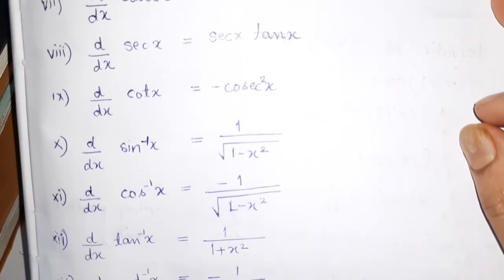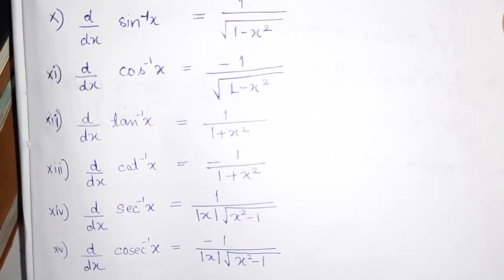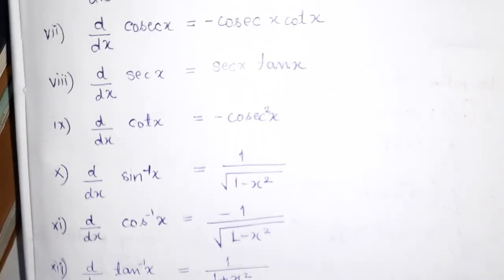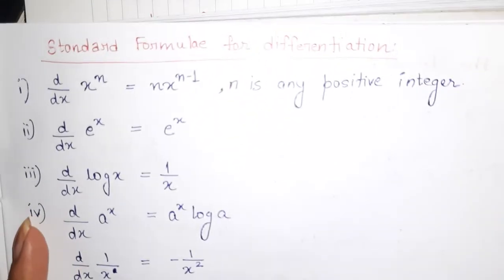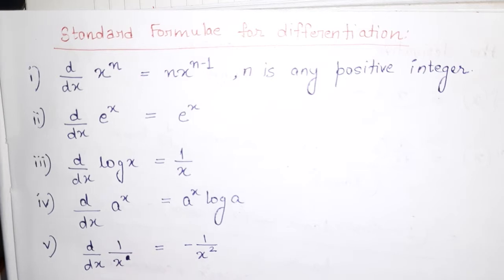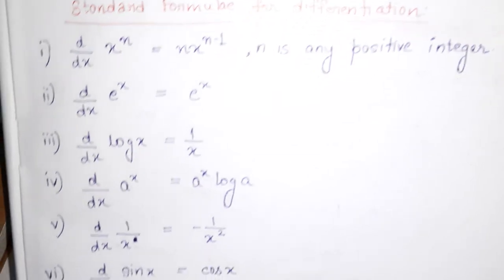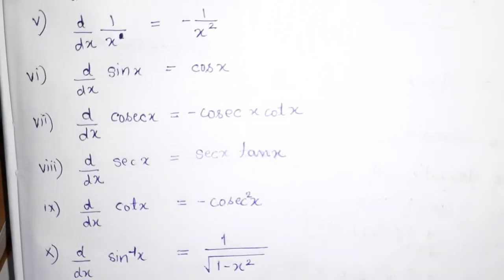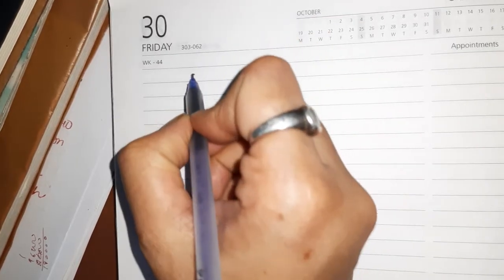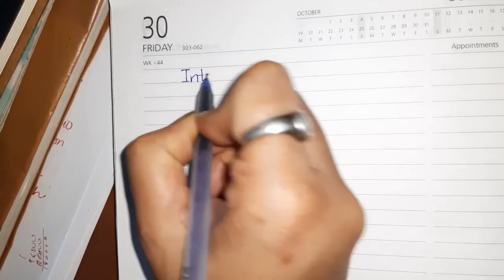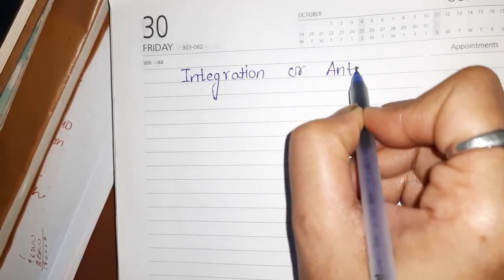So in this way we have these standard formulas of differentiation. You have to remember each and every one of them. In integration, when we do the formulas, you see all are opposites, the opposite of the differentiation formulas. So you must keep these differentiation formulas clearly in mind. Another name for integration is antiderivative.